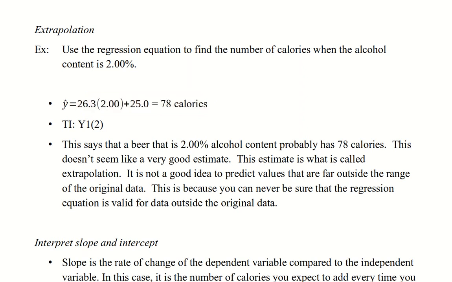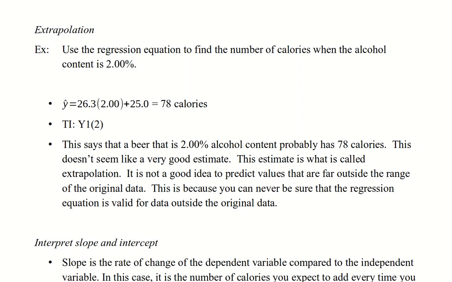Now, remind yourself that you can do this with your calculator from the home screen. You can just find y sub 1 from the variables, and then use the parentheses to make function notation and plug in the 2. You'll get 78. Now this says that a beer that's 2% alcohol content has 78 calories. This doesn't seem like a good estimate. And this estimate is what's called extrapolation.